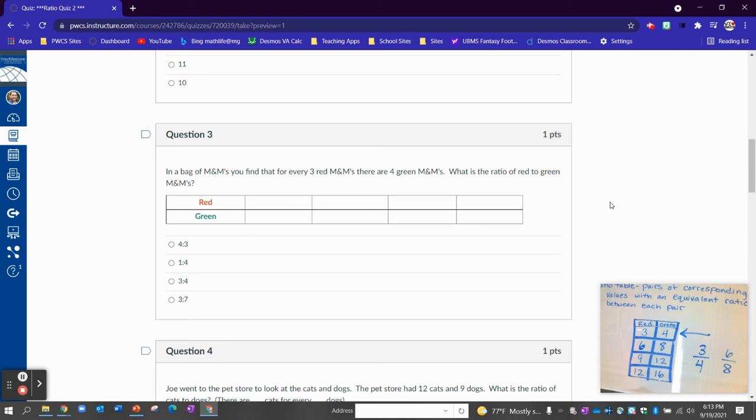A common factor means a number that you can divide both of these numbers by and get whole numbers as a result. So you could divide 6 by 2, and you could divide 8 by 2, by the same number, and you would get 3 and 4. So this is the simplified version of 6 to 8. They're equivalent ratios, though. This table has equivalent ratios between each pair.